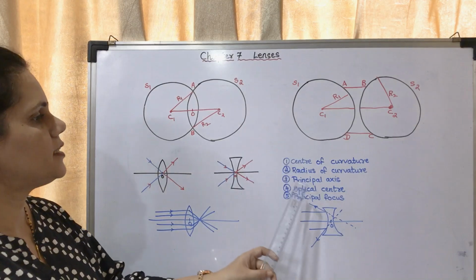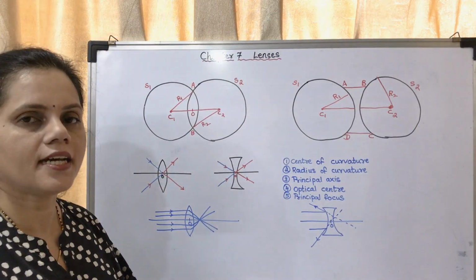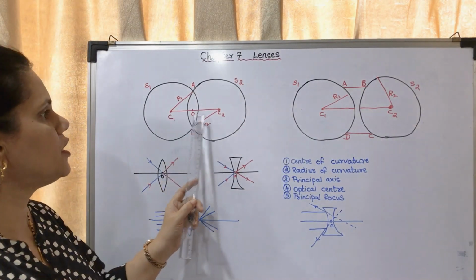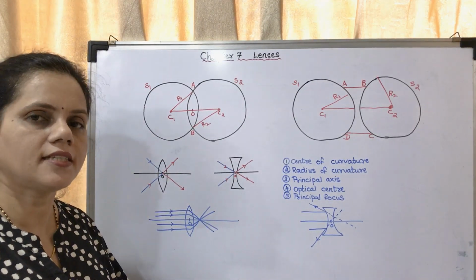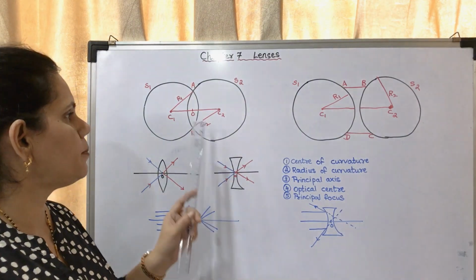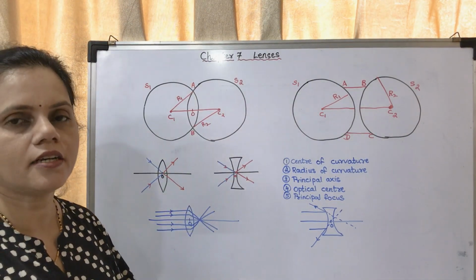curvature. Next is principal axis. The straight line passing through the centers of curvature of both the spheres is called the principal axis. It passes through the optical center also.